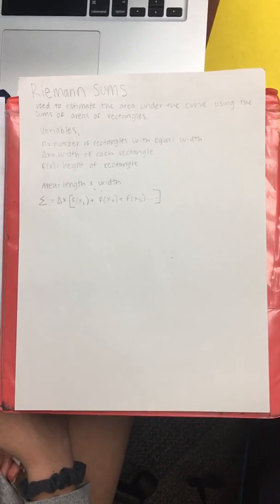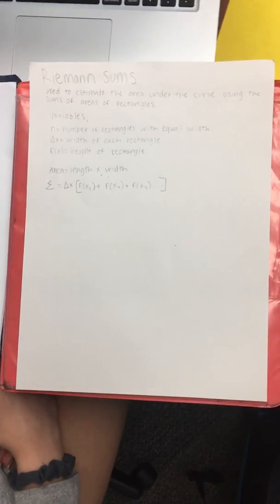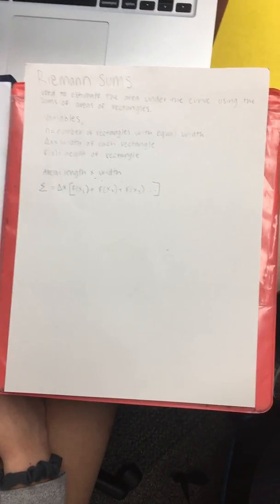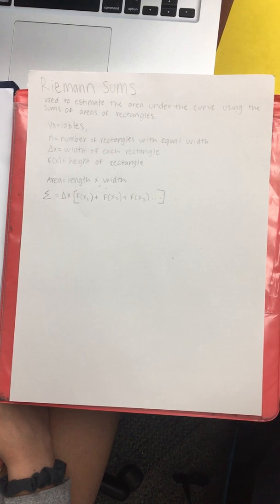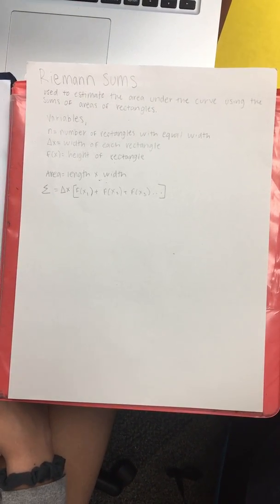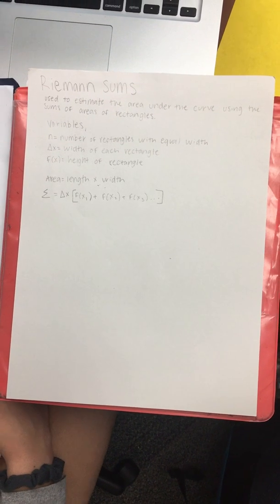So I'm going to be talking about Riemann sums and how to find the area under a curve, and this is by using the sums of areas of individual rectangles. You can do this by splitting up the graph into smaller rectangles and finding those areas in order to add it up and get an estimate of the actual area.